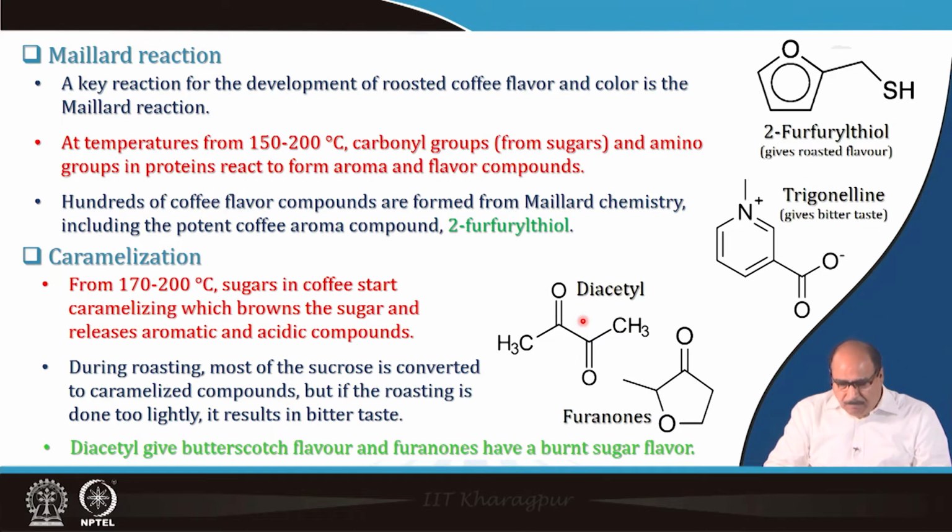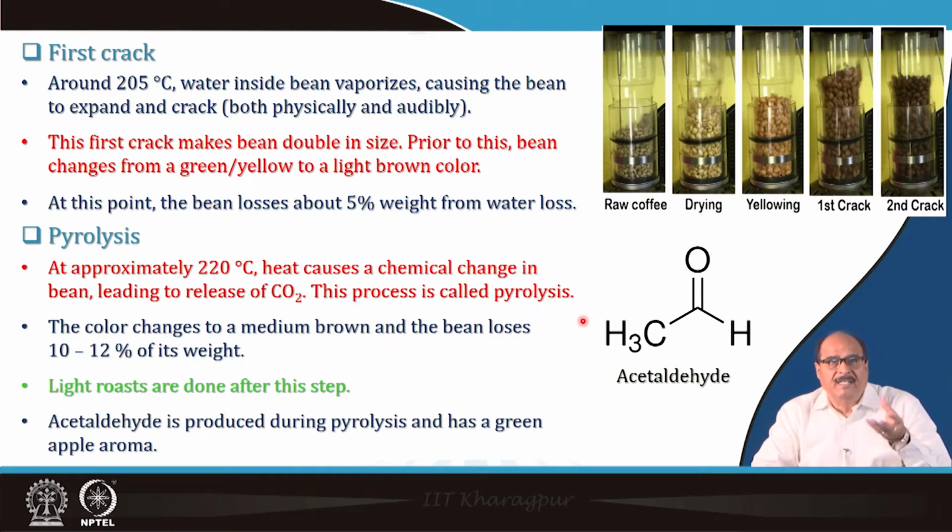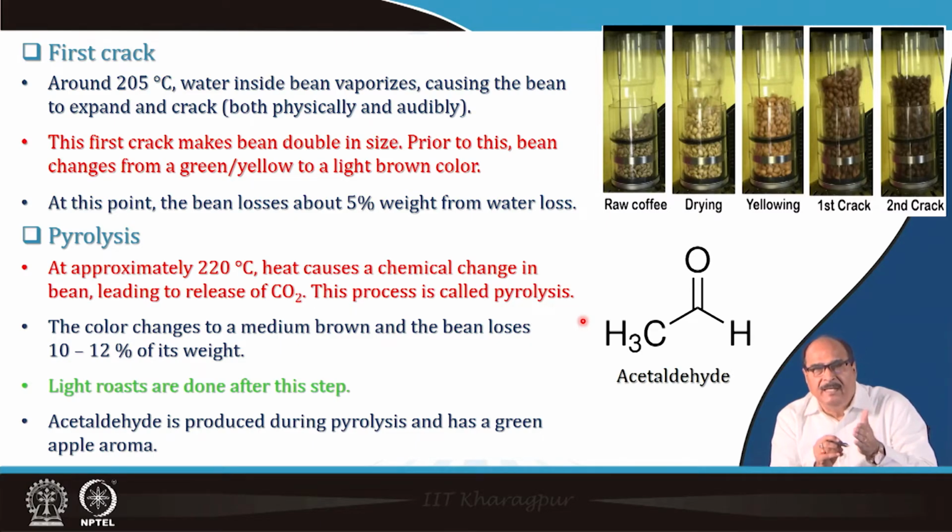burnt sugar flavor. Then in the first crack, when the temperature further goes to around 205 degrees Celsius, water inside the bean vaporizes, causing the bean to expand and crack. Okay. And this first crack makes the bean double in size, and prior to this, the bean changes from a green or yellow color to a light brown color.